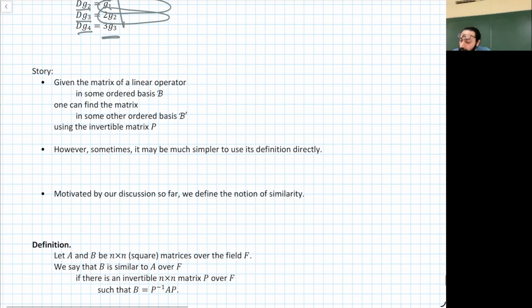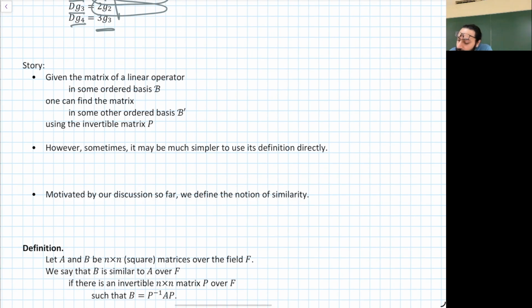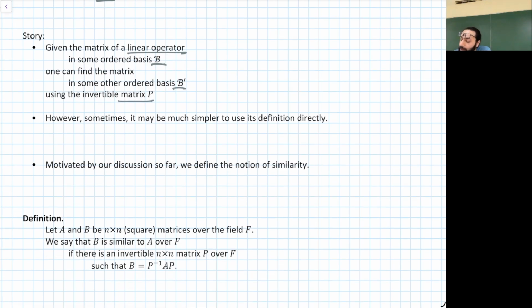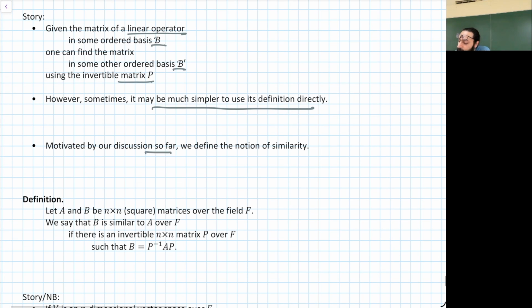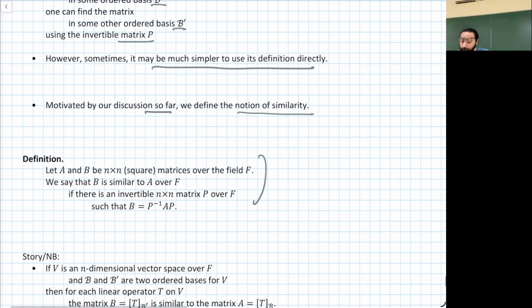Okay. So now, given the matrix of a linear operator in some ordered basis B, one can find the matrix in some other basis B prime using the invertible matrix P. However, sometimes it may be much simpler to use the definition directly. And motivated by our discussion so far, we define the notion of similarity. Actually, I already introduced the notion of similarity. Sorry, so ignore this part.